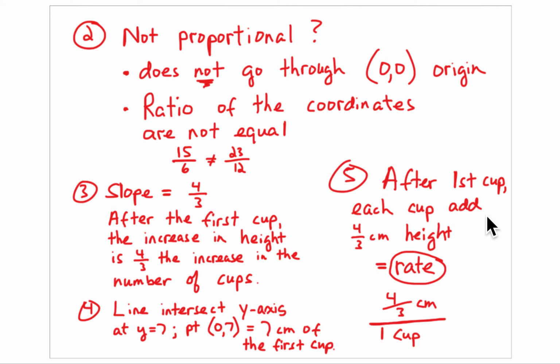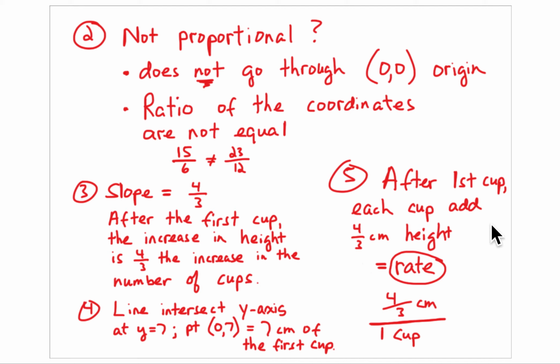So after the first cup, each cup added adds 4/3 centimeters. Well, you can look at it as the first cup. If you take off the base, that's 1 cup, or 1 rim. Maybe you should count rims instead of cups. 1 rim gets you to 4/3 centimeters. 2 rims is 2 times that. 6 rims is 6 times 4/3, or 4/3 of 6, or 8 centimeters.